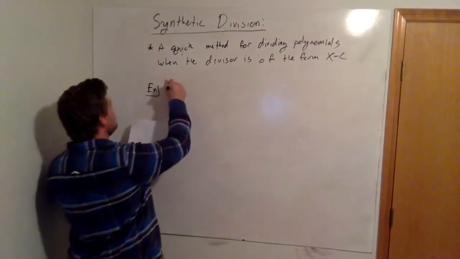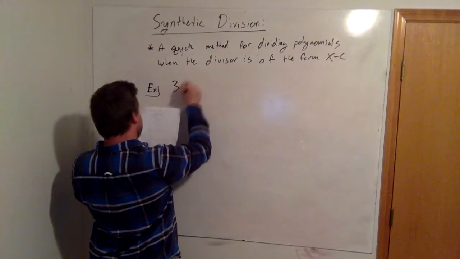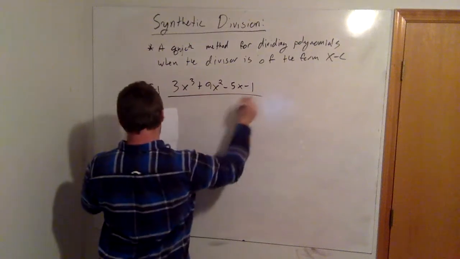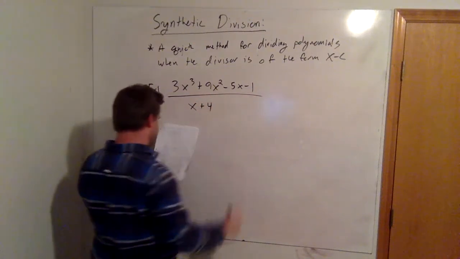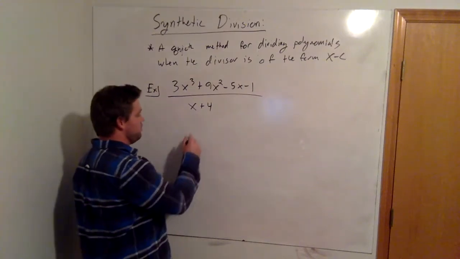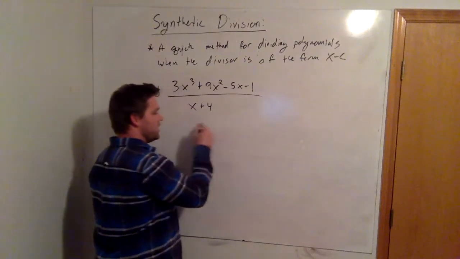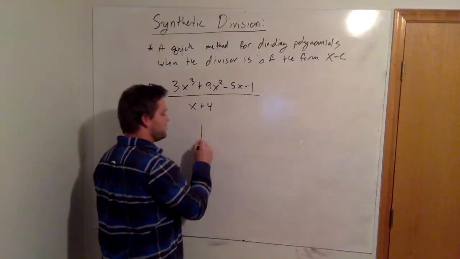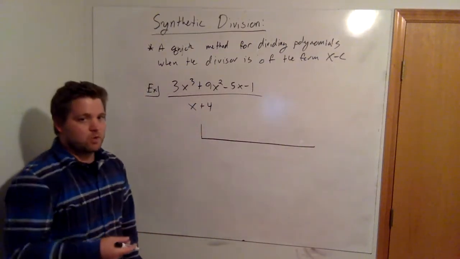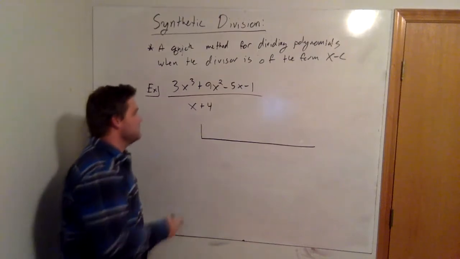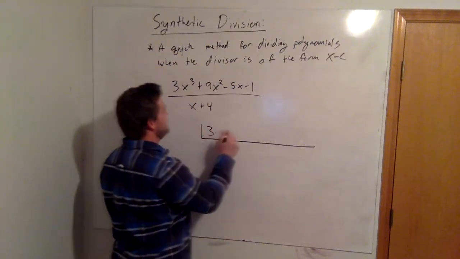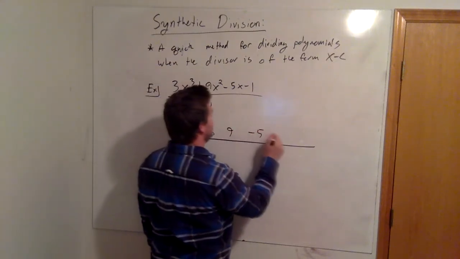Okay, so let's say we want to take 3x cubed plus 9x squared minus 5x minus 1, and we're going to divide this by x plus 4. So if we're doing synthetic division, we're going to do kind of like the traditional long division bar, but it's very common to actually do it upside down. So we're going to write it like this. We're only going to record the most essential pieces of the dividend here, just the coefficients. So we're going to write a 3, a 9, a negative 5, and a negative 1.